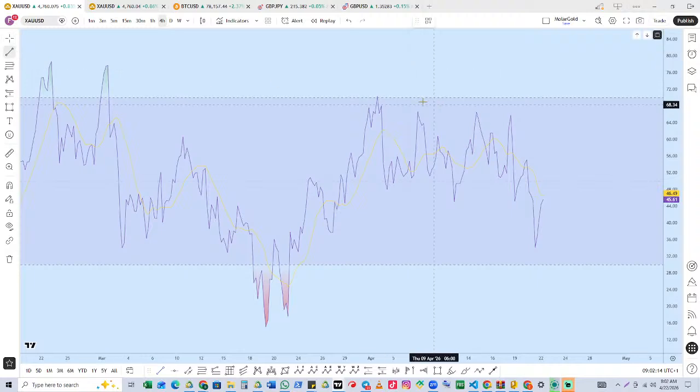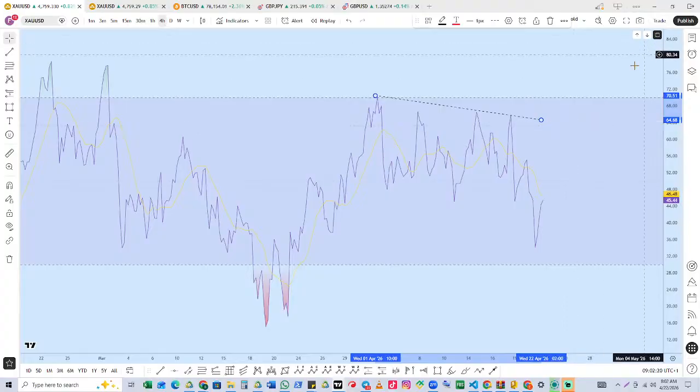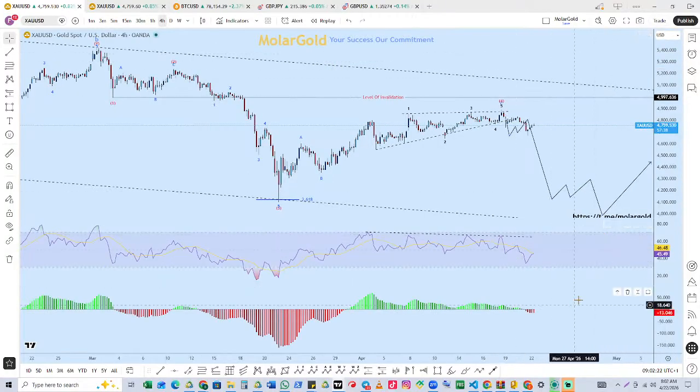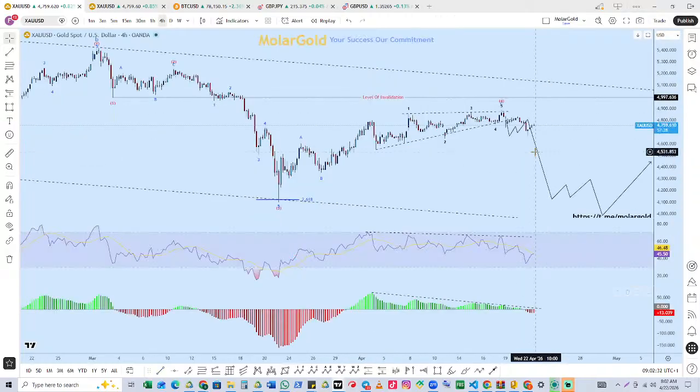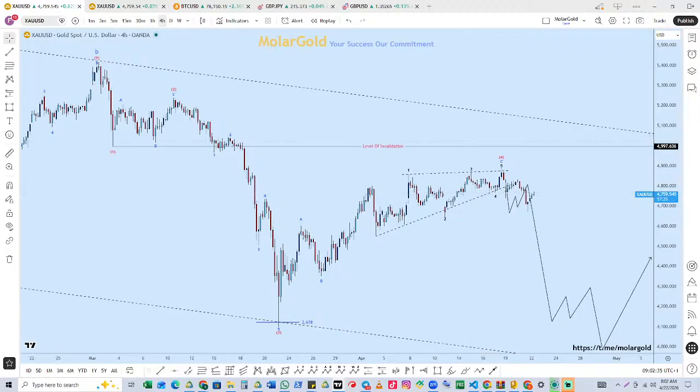Watch this. You can see a strong divergence happening on the RSI, right? And we can also see the same divergence happening on the MACD. So both of these are pointing in the same direction. So what happened, guys? It means that we should expect some down move.